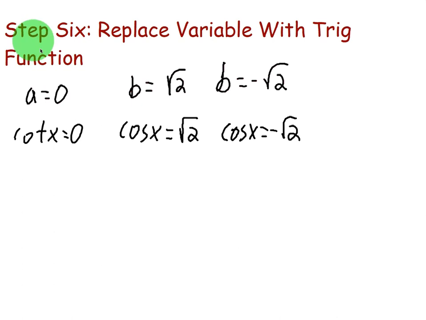Step 6, replace the variable with the trig function. So we said a was cotangent and b was cosine, so that's all we're doing in this step. I'll actually try to draw some arrows. We're just replacing the variables with what we said they were equal to.